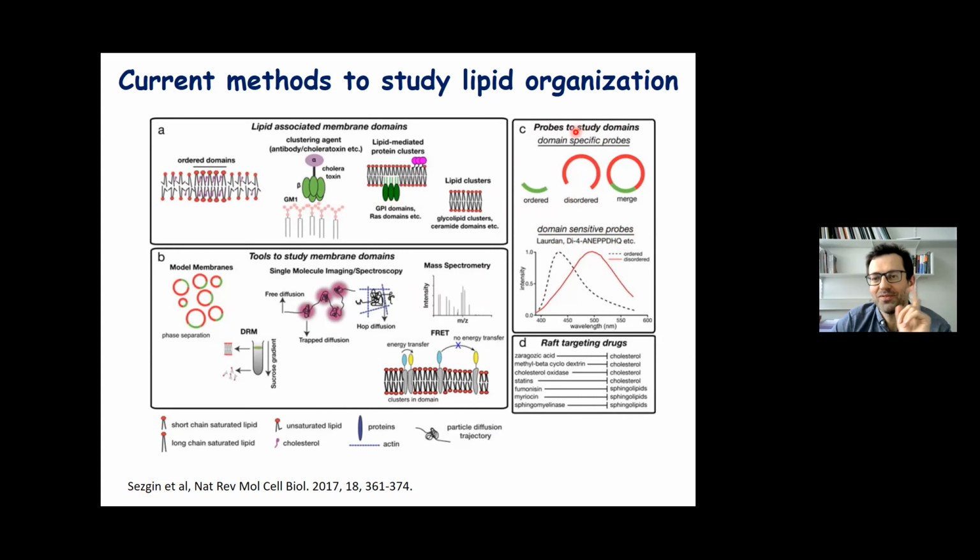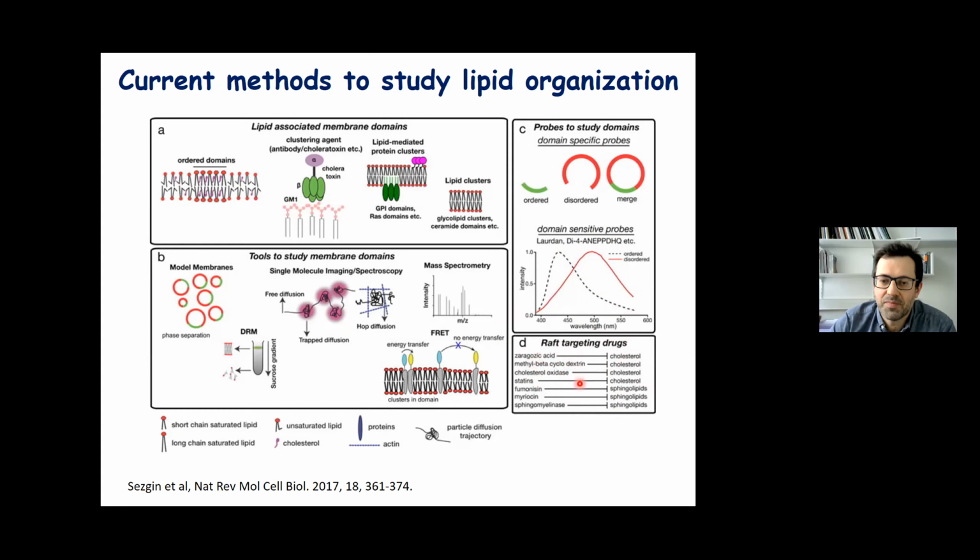Domain-sensitive probes. So you have, in principle, two types. You have domain-specific probes, which distribute either in one or another phase, like this, and can distinguish them. But then you have domain-sensitive probes, which are those which can really directly address the biophysical properties of the membrane by changing the color, fluorescence lifetime, etc. So you have also specific raft-targeting drugs, especially derivatives of cholesterol, etc.